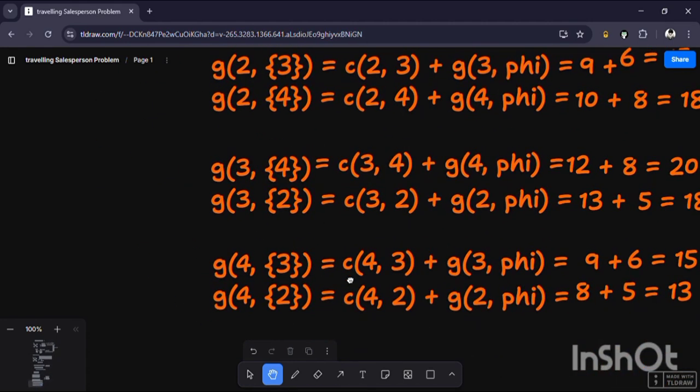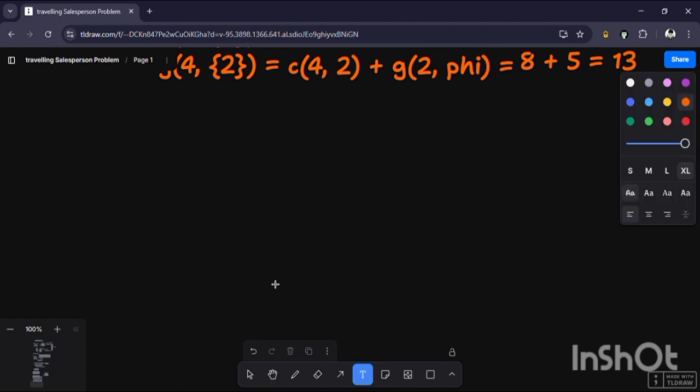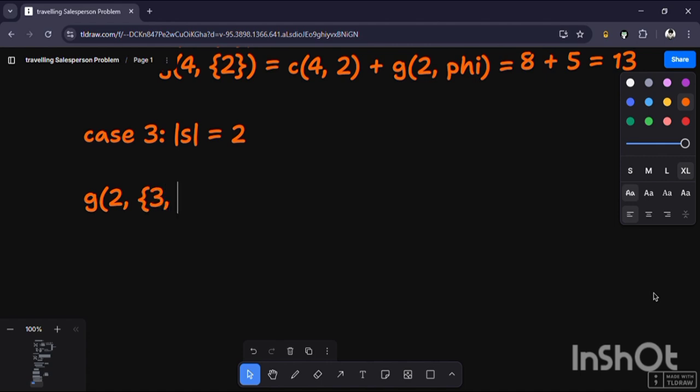Next, case 3 is for mod s equal to 2, right? Case 3, mod s will be equal to 2. Now let's calculate for mod s equal to 2. So the possible values for mod s equal to 2 are g of 2 comma 3 comma 4.